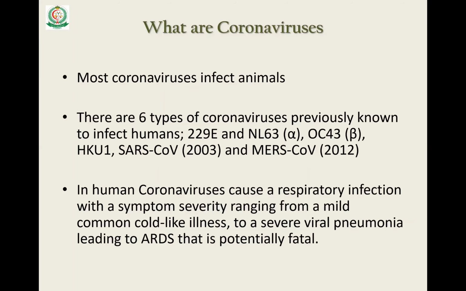What are coronaviruses? We just talked about the structure of coronaviruses. These animals, mainly bats, but other animals like cats, dogs, and birds can be infected with these viruses. There are 6 types of coronaviruses previously known to infect humans. They were given different names or abbreviations, but it's worth mentioning the most famous coronaviruses before COVID.